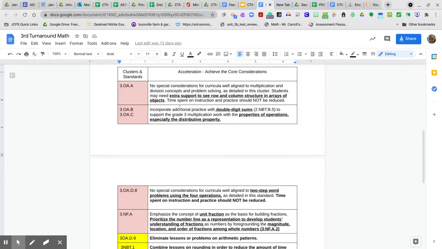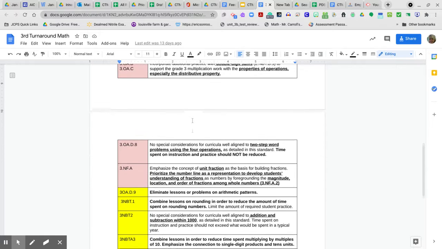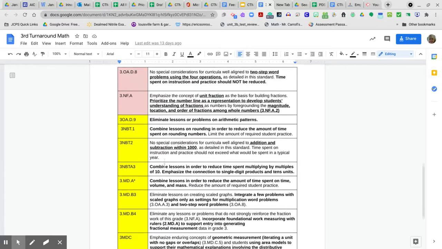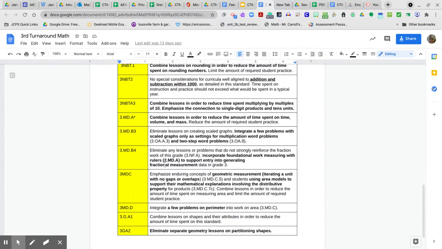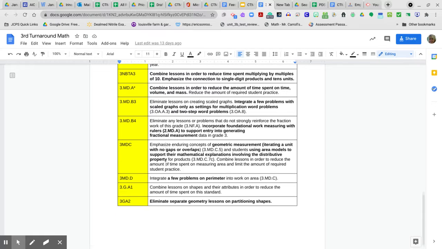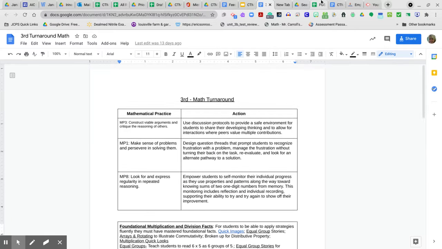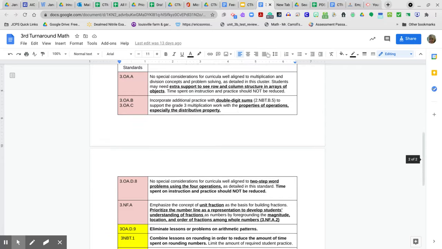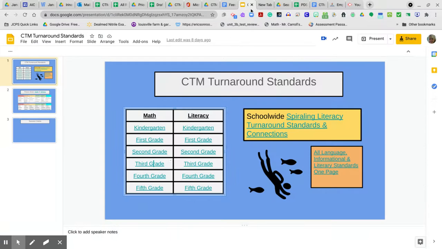Or this one: incorporate additional practice with double-digit sums. Okay, and so forth. We're down here in 3.MBT.1: combine lessons and rounding in order to reduce the amount of time with rounding, and so forth. So again, highlight and note what's important and what's not important as you're identifying your standards, working with your standards, designing lessons to support those standards, and developing your pacing after having identified those standards.